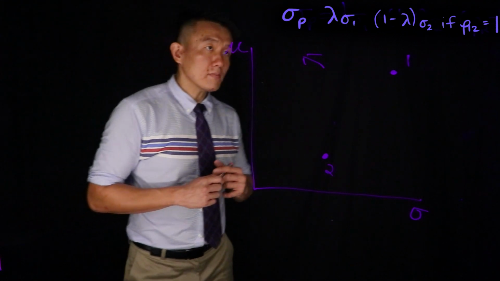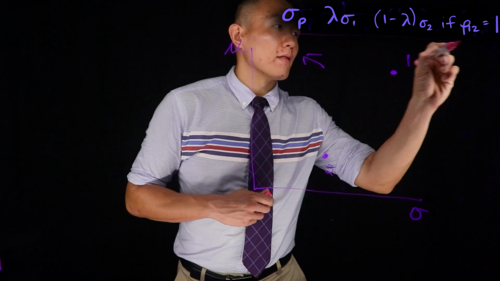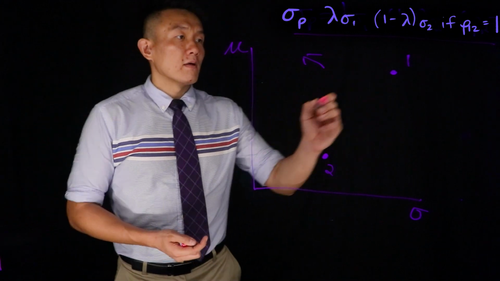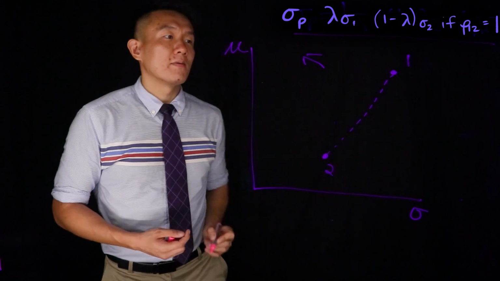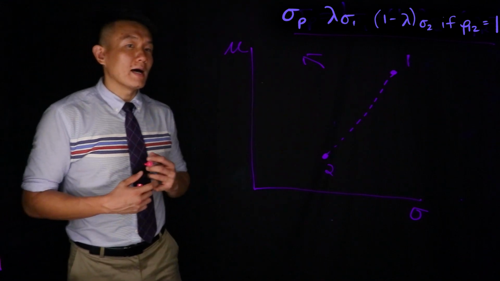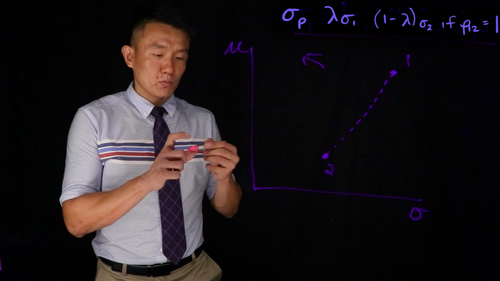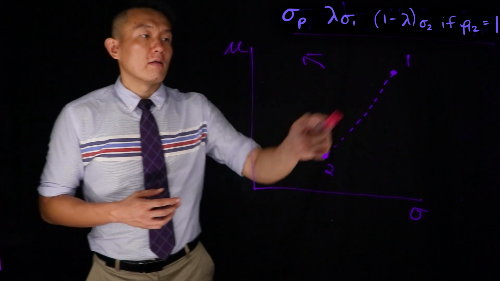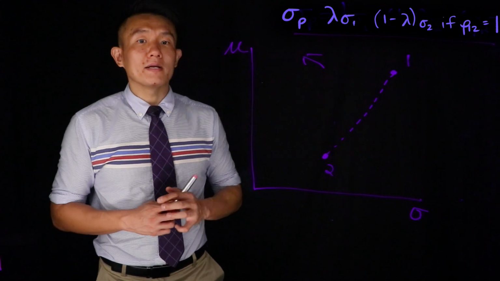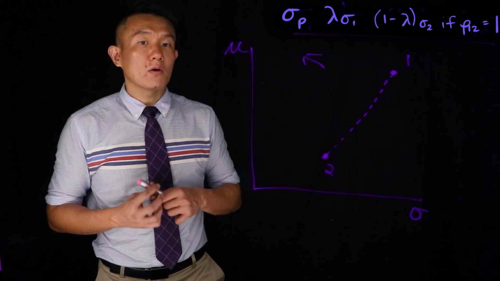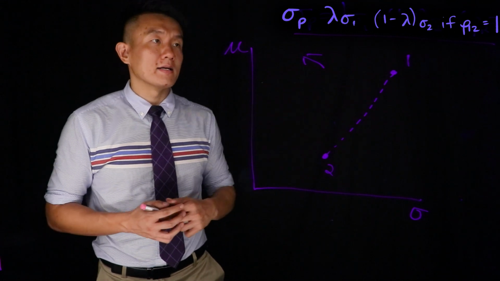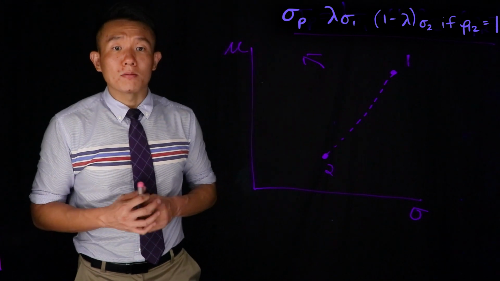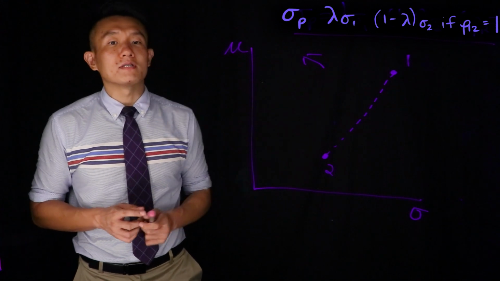If it were the case that the standard deviation was a linear function, then the range of portfolios we could make would just be the straight line connecting 1 and 2, right? Because we know that the mean is going to be linear. If the standard deviation is also linear, then basically any combination between stock 1 and stock 2 is just going to be on this line connecting these two portfolios. That means if you have two stocks that are perfectly positively correlated, there's no benefit to diversification.